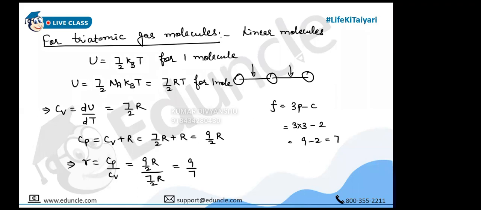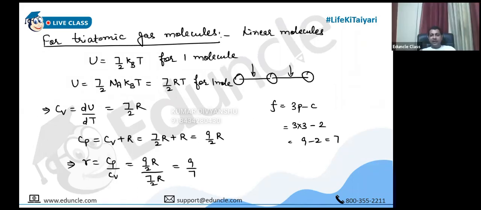And what is happening when we are increasing the number of atoms? Degrees of freedom are increasing. In monatomic, they were 3. In diatomic, then 5. In triatomic, 7 and 6. More degrees of freedom are there. So with the increase in degrees of freedom, this gamma is decreasing. So it means there is some kind of inverse relation between gamma and F. Is it clear? This is the conclusion.